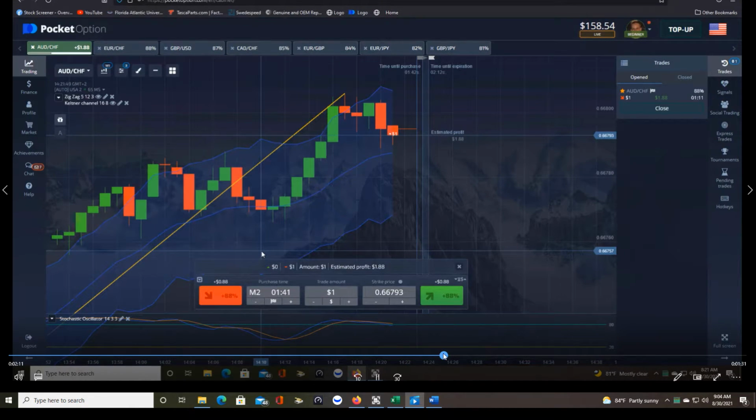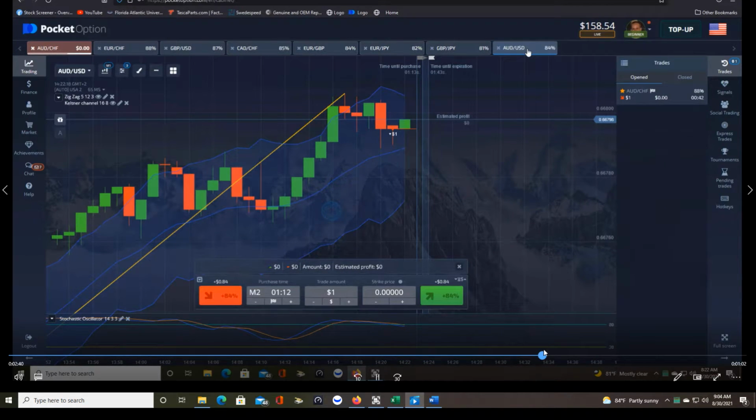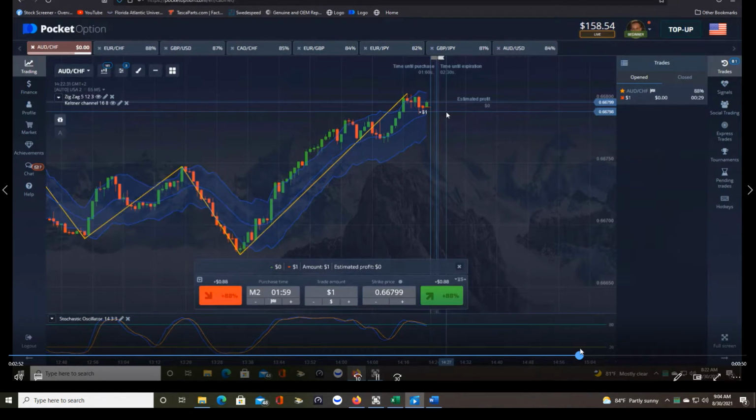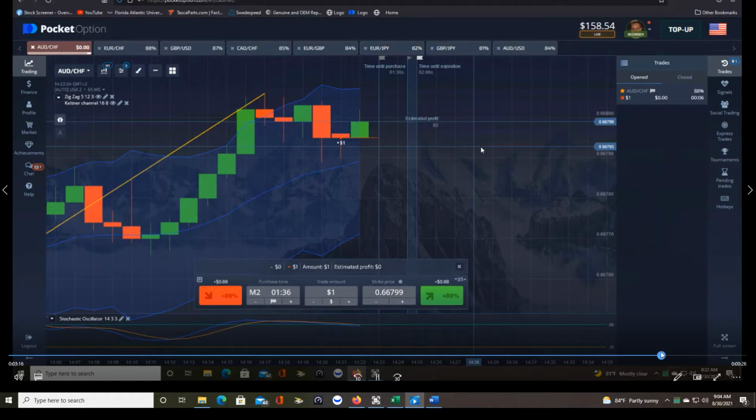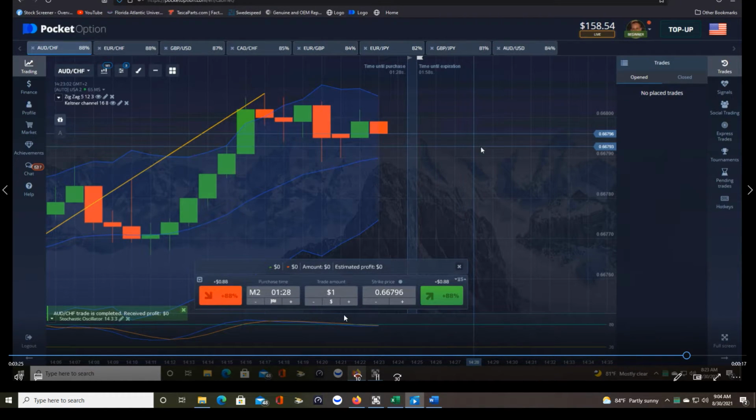But that doesn't matter. All that matters is where you are when the trade ends, and you can see that it kind of reverses, and I'm just looking at other currency pairs in the meantime, but there, it reverses, and it's starting to head back up. And then we only have a few seconds left on the trade, and we lose the trade. So we lost $1 because that's what I'm trading with right now.